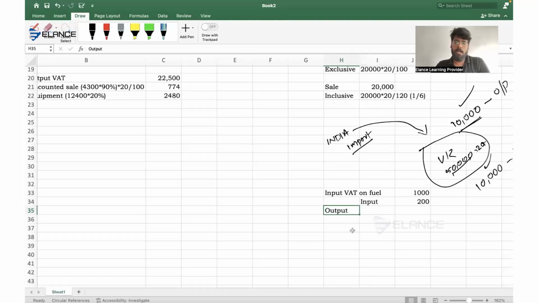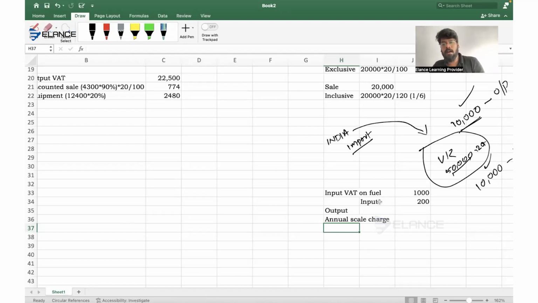The output VAT on fuel, we can compute on the annual scale charge. The annual scale charge is the method of computing the output VAT on fuel. You'll get the annual scale charge in the question. They'll give it in the question itself. You don't need to learn anything by heart. It will be given in the question as the fuel scale charge. In our example, the fuel scale charge is given on the basis of the CO2 emission of the car.